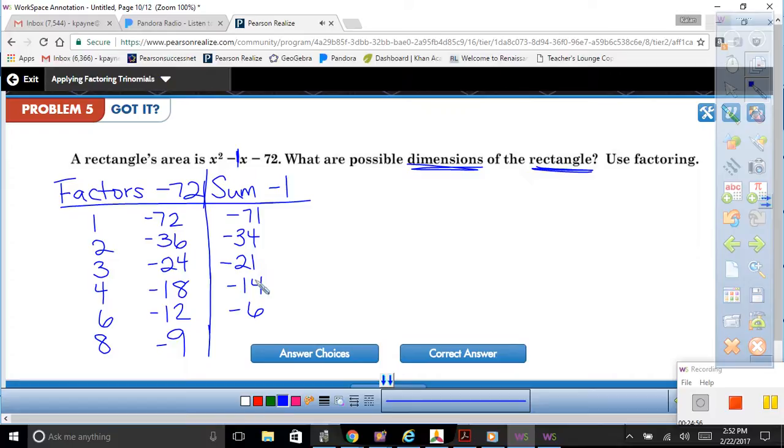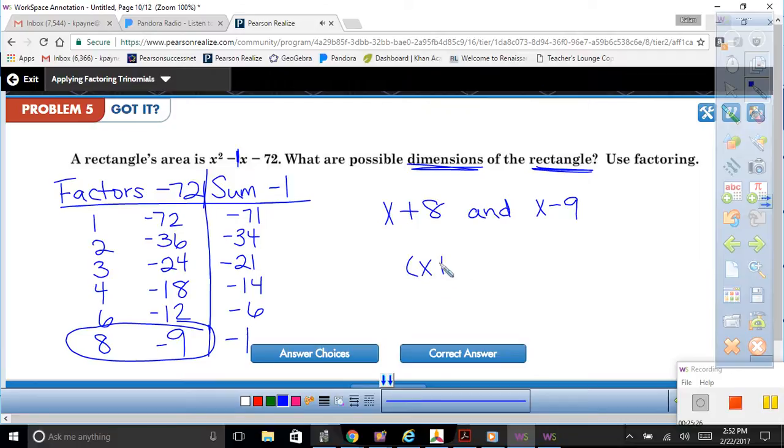But notice how we've been getting closer. The non-negative part of this sum has been getting smaller. 8 plus negative 9 is negative 1. So those are our numbers for our binomials. We're writing the dimensions, so the dimensions are x plus 8 and x minus 9. They're asking for the dimensions, so it's a length and a width instead of writing x plus 8 times x minus 9. This is how we're writing it. Okay?